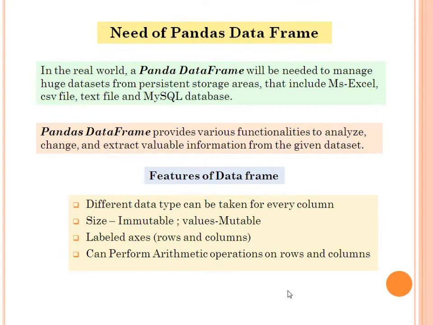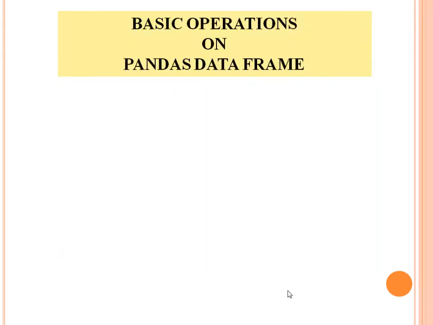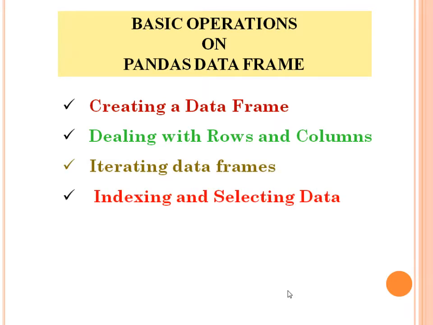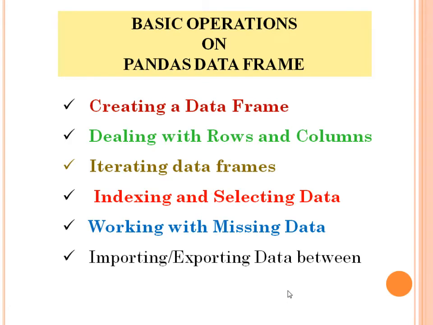Let's go ahead and see basic operations on a pandas data frame. The first thing we do on a data frame is creating a data frame. Then dealing with rows and columns, iterating data frames, indexing and selecting data, working with missing data, and importing and exporting data between CSV files and data frames to analyze the data frames.